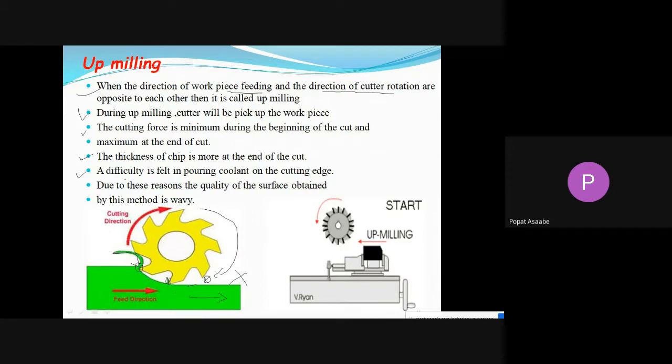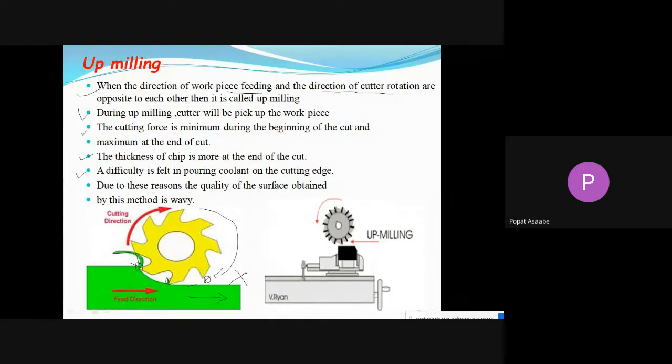And you have to remember that in up milling it is difficult to pour the coolant on the cutting edges. Now the cutting edge is here. It is difficult to pour the coolant on the cutting edges. Due to that, up milling will produce poor surface finishing. Okay, this is about up milling.